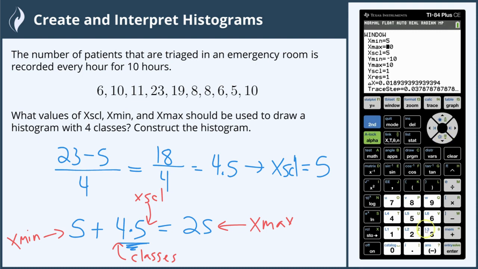So we type that into our calculator in X max, and we go to our graph, and we see a histogram with 4 pieces to it. We hit trace. Our first one says from 5 to less than 10, there are 5 values that fall into that interval. There are 3 values that fall between 10 and less than 15, 1 that falls from 15 to less than 20, and 1 that falls from 20 to less than 25. And that's how we construct this histogram after first deciding the X scale, X min, and X max for the problem.